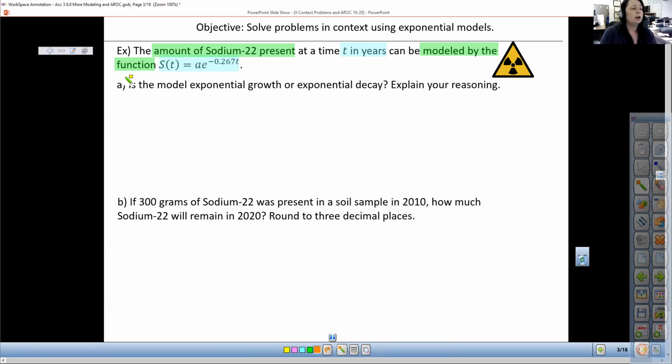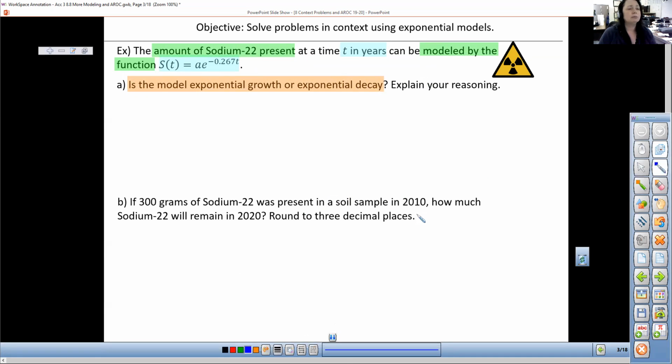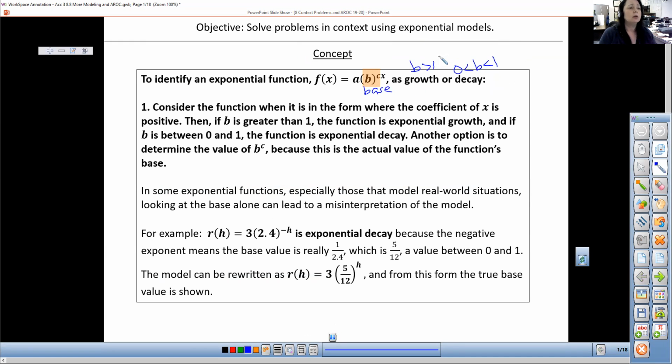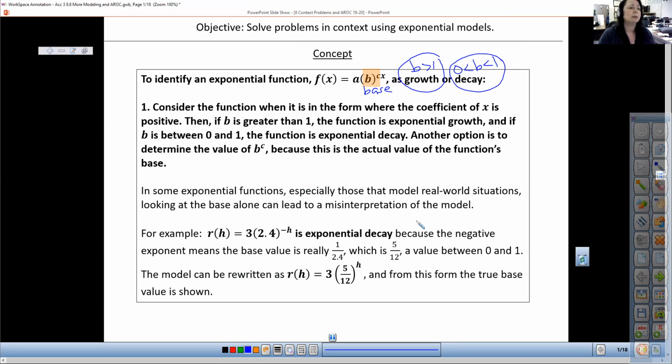In part A, we are supposed to determine, is the model exponential growth or decay, and be able to explain our reasoning. A really basic way to explain your reasoning for a problem like this is to use the definition of what the base must be. If you decide it's a growth, then you should be able to say that the base is greater than 1. If you decide that you have a decay model, you should be able to say that your base is less than 1, but still positive.